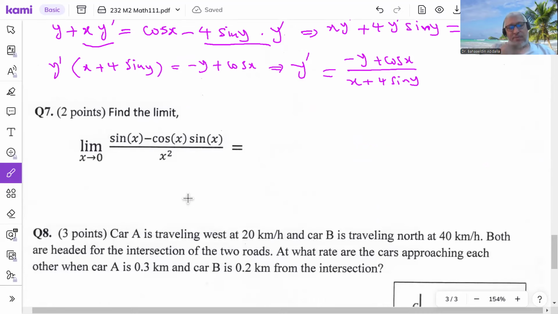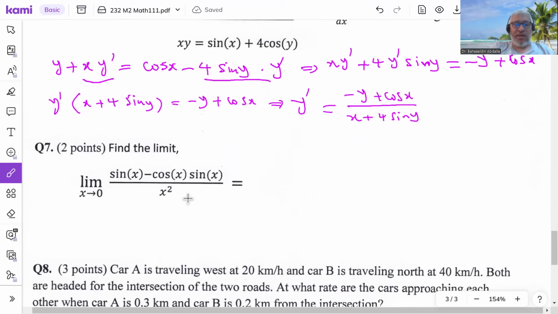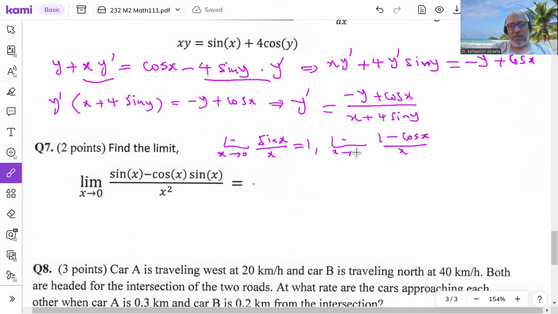Find this limit. Well, there are formulas about limits. We know that the limit of sine x over x, when x approaches 0, is 1. And the limit of 1 minus cosine x over x when x approaches 0 is also equal to 0. So these are two formulas. We have them.